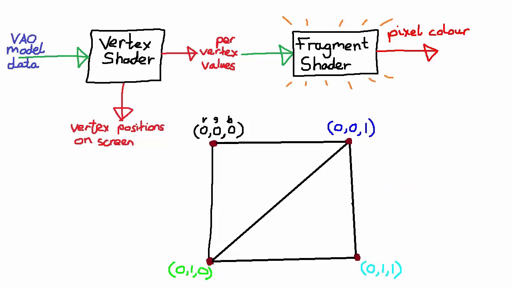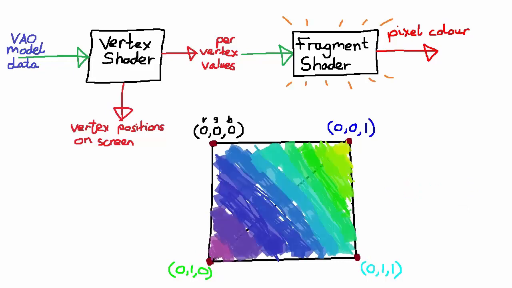It then processes this input in whatever way we program it to, and from this it calculates the output color of each pixel, which would look possibly something like this, but probably nicer because it won't be done in Microsoft Paint. And it's important to note that to render this rectangle, the vertex shader will have to execute 4 times, once for each vertex, while the fragment shader will execute once for each pixel, which for this rectangle would be something like 10,000 times.